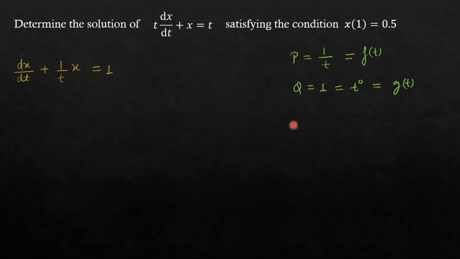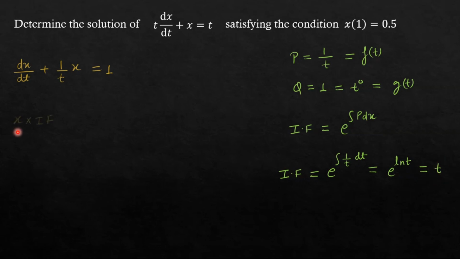Now the next step is to calculate the integrating factor, that is, if is equal to e raised to the power integral of p dt. That is, e raised to the power integral of 1 by t into dt. The value of p is 1 by t. So the integration of 1 by t is what? It is ln t. So e raised to the power ln t, or you can say log t. Now by the property of log, it comes out to be t. e raised to the power ln t is equal to t. So this is the integrating factor.